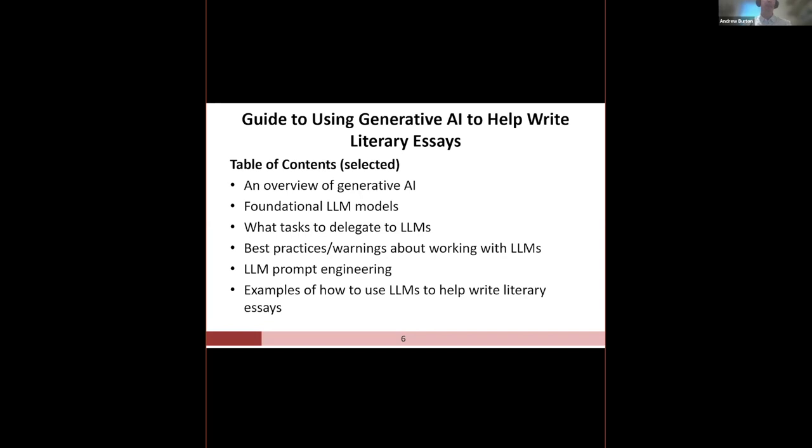And finally, I finish with very specific examples of prompts and their output that might interest students who are trying to write a literary essay. So I think this guide does a lot to help them understand how this tool could be useful to them. And it puts them on guard about certain potential problems.